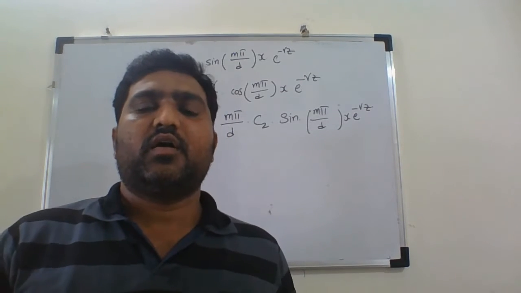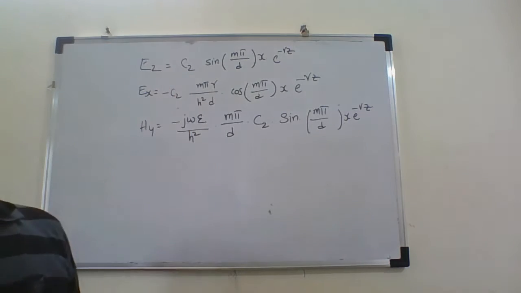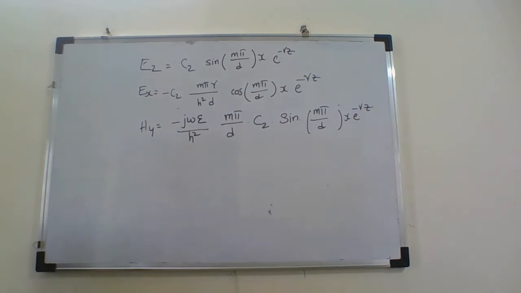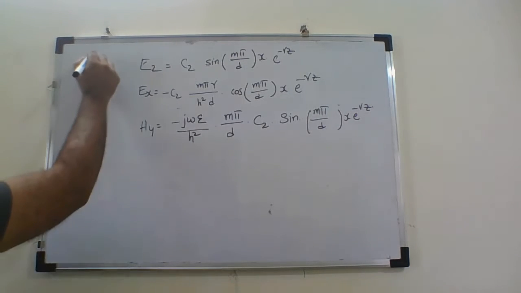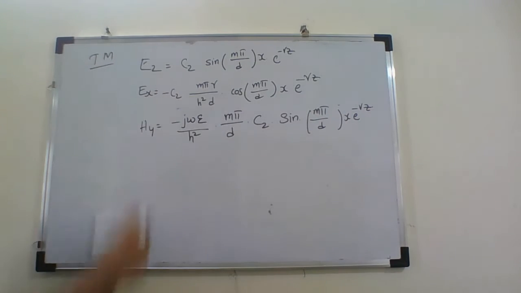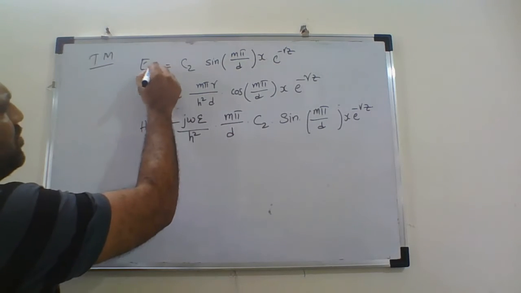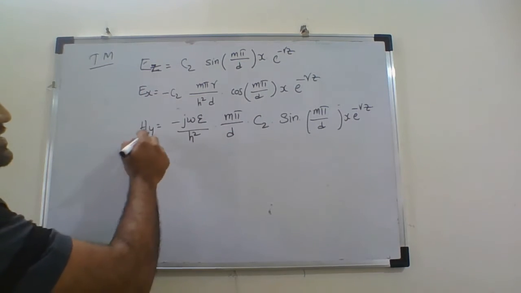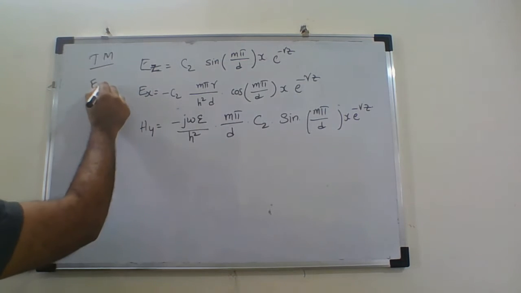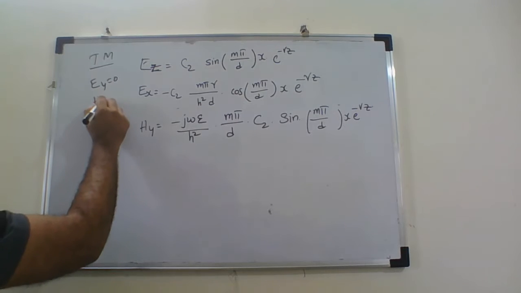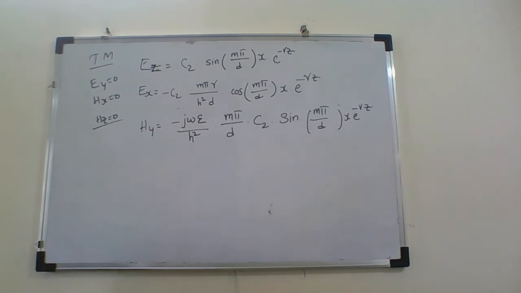So first, to understand the field patterns, these are the wave equations we derived in the previous lecture. For a TM wave, the field equations are given by the components Ez, Ex, and Hy. We know that the other components, that is Ey, Hx, and Hz, will be 0 for the transverse magnetic mode.